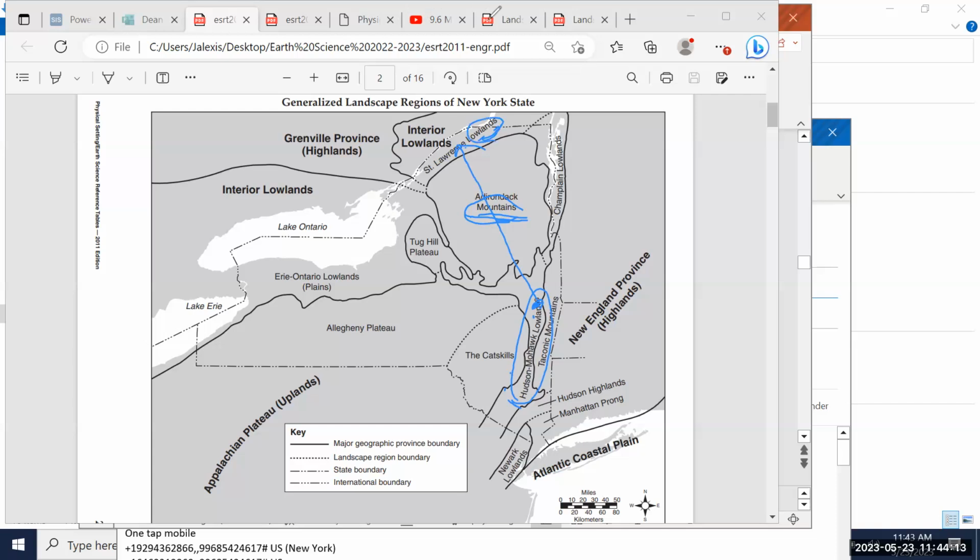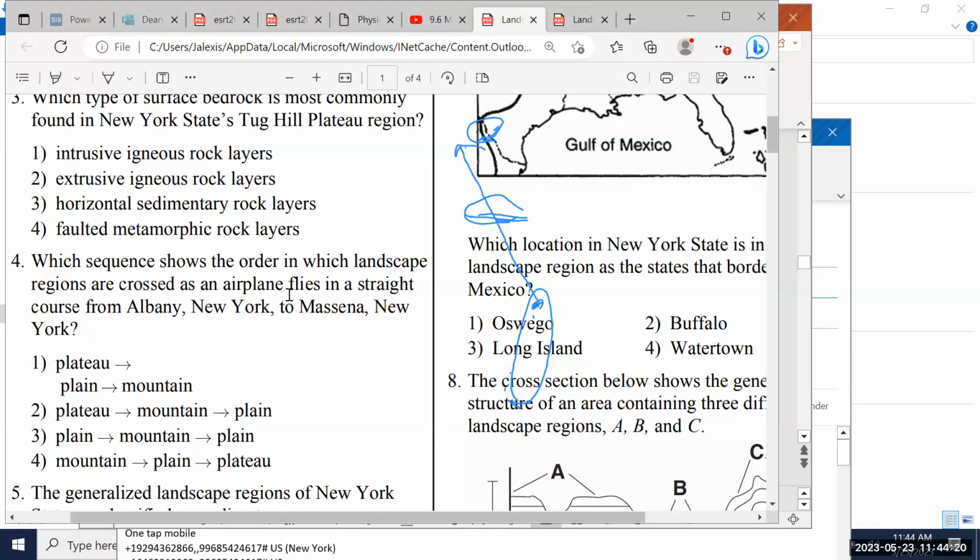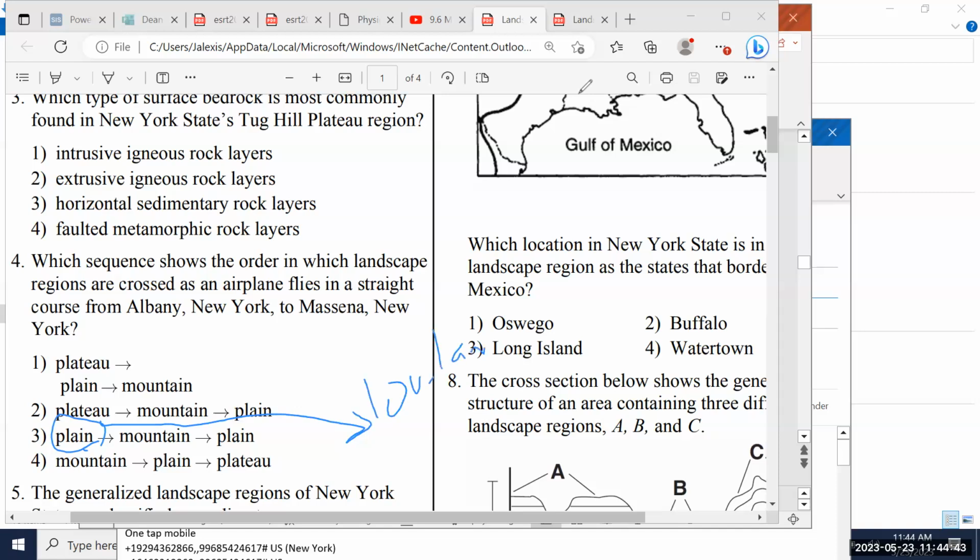When I'm looking at my choices for that, I notice that I'm going from a lowland to a mountain to a lowland. Which option shows me that? Well, plains are a lowland. So when you see the word plains, it is a lowland, right? How do I know that it's a lowland? Let's take a look at our notes.